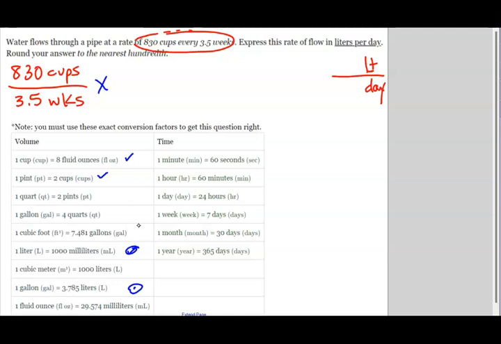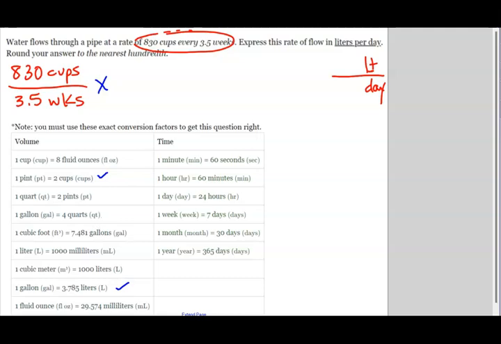So I can go to ounces, or I can go to pints. Where else? Oh, this one, I can get to gallons. Okay, so if I can get to gallons, then I can get to liters down here, I see. So let's see if I can get ounces to gallons or pints to gallons.